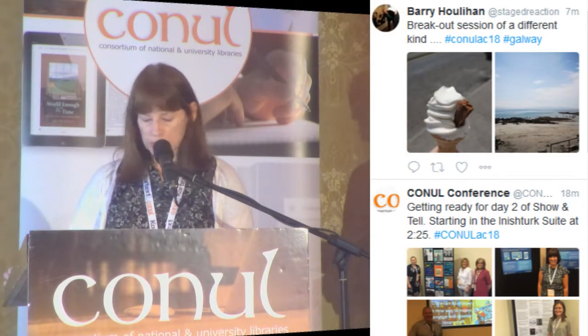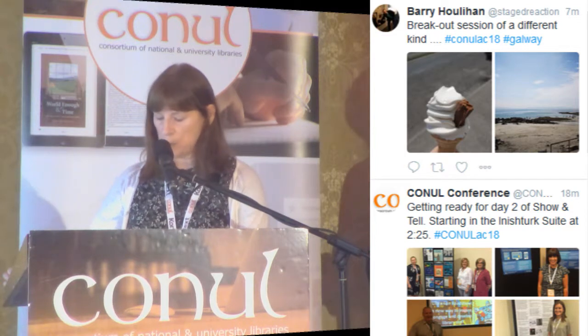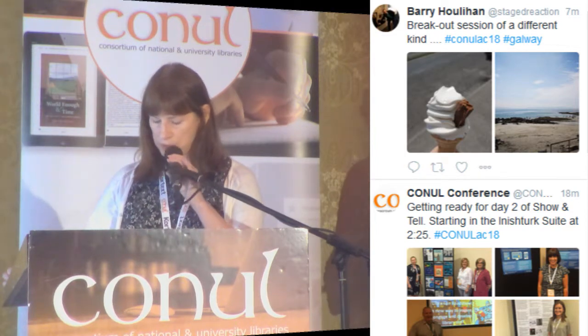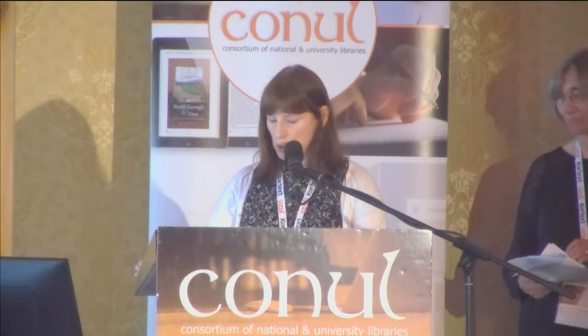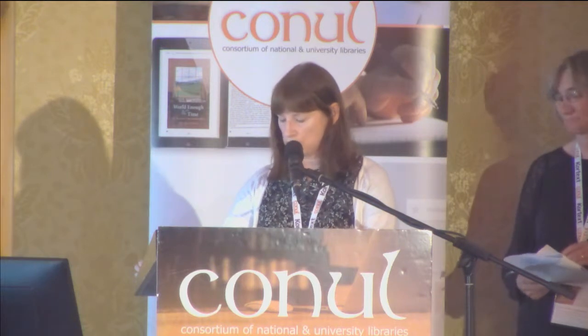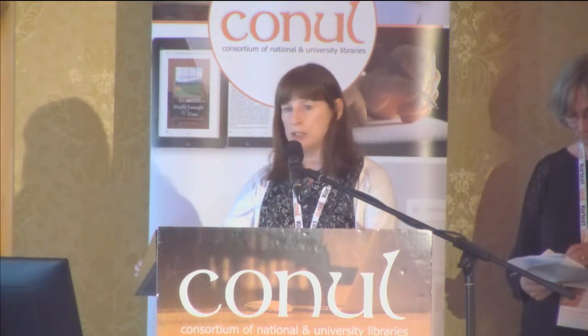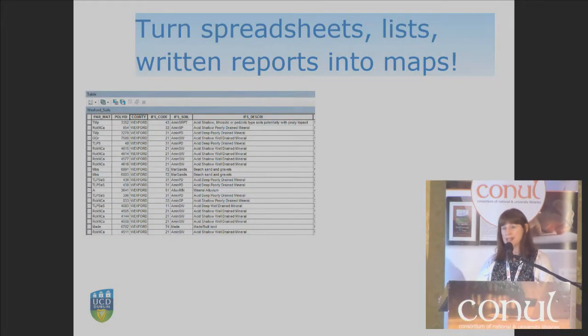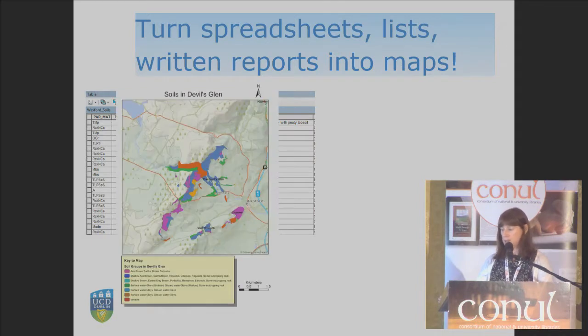So what can you do with GIS? Well, as well as being more eye-catching, a map is easier to understand than pages of data in a spreadsheet. One of its great benefits is that it gets a message across very quickly and easily. And here you can see an example of a spreadsheet. It's actually about types of soil in Wicklow. And there it is translated into a map. And you can see that obviously it's easier to see where the soils are when you see it on a map rather than a spreadsheet.